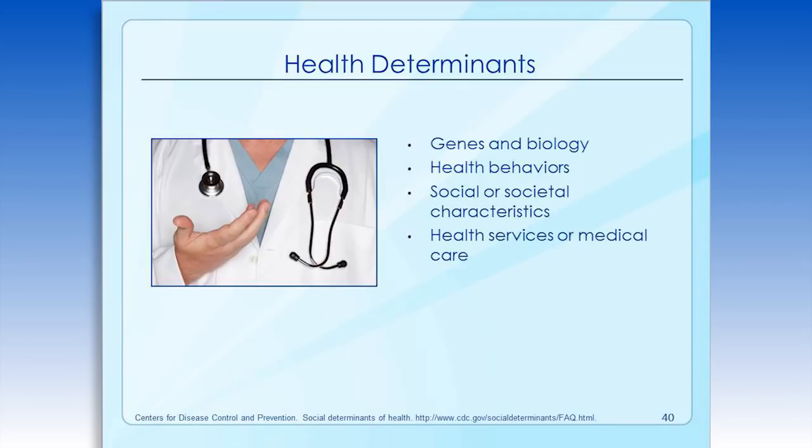Social or societal characteristics can include one's ability to work, the quality of schools, where a person lives, and the quality of air, water, and sanitation in that person's immediate neighborhood. And then examples of medical care are insurance coverage and even one's proximity to getting quality health care.